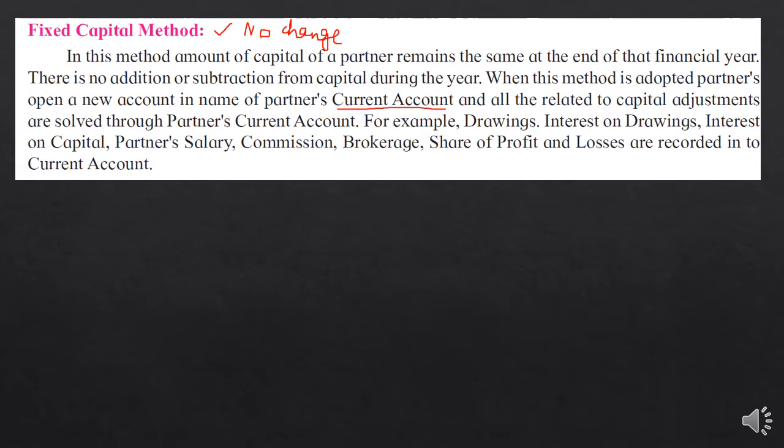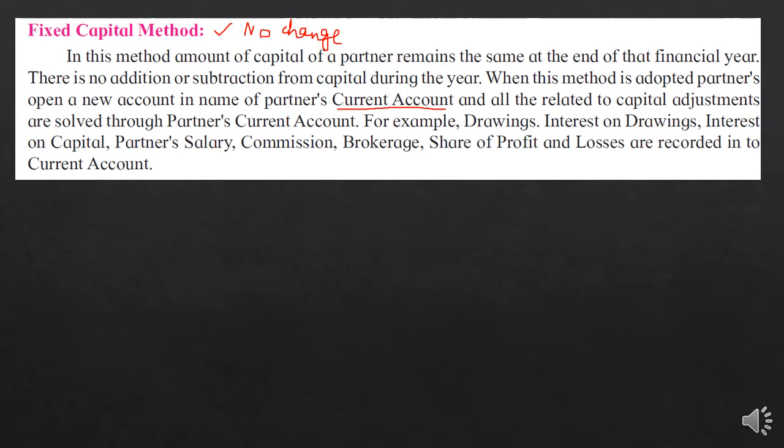So when this method is adopted, partners open a new account in the name of partners current account, and all the adjustments related to capital go there. So whatever adjustment is related to the capital, which should be added and deducted into the capital, but since it is a fixed capital method, all adjustment will be done in the current account only. So as saw to the partner's current account.